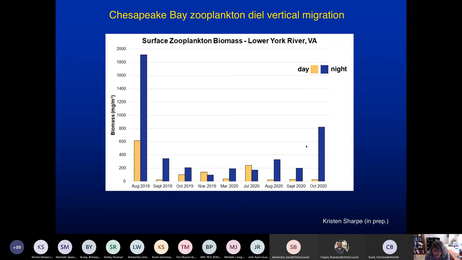Taking you to the estuary now, this is out my backyard in Chesapeake Bay. And again, this is some work from one of my graduate students, Kristen Sharp, showing daytime surface biomass of zooplankton just in the surface couple meters in Chesapeake Bay in the York River. So this is daytime versus night, and she's doing sampling over the seasons. Usually there's higher biomass of zooplankton at night, sometimes as much as 10 times higher in the surface waters.